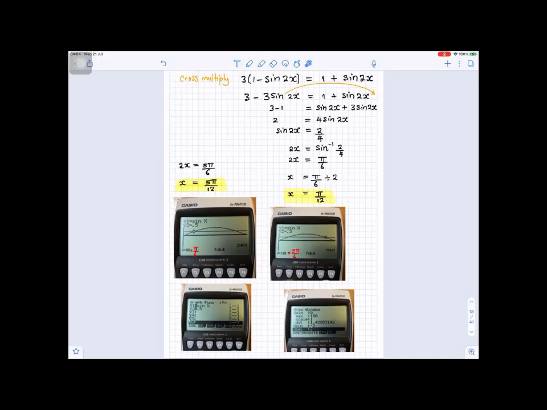And sine 2x would be inverse sine of 2 over 4, which is 2x is equal to inverse sine of 2 over 4, which is pi over 6. And x is pi over 6 divided by 2, which is pi over 12.